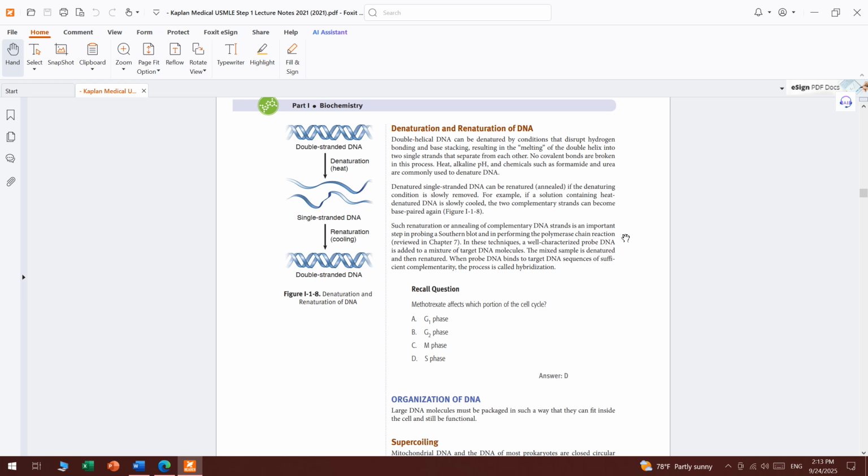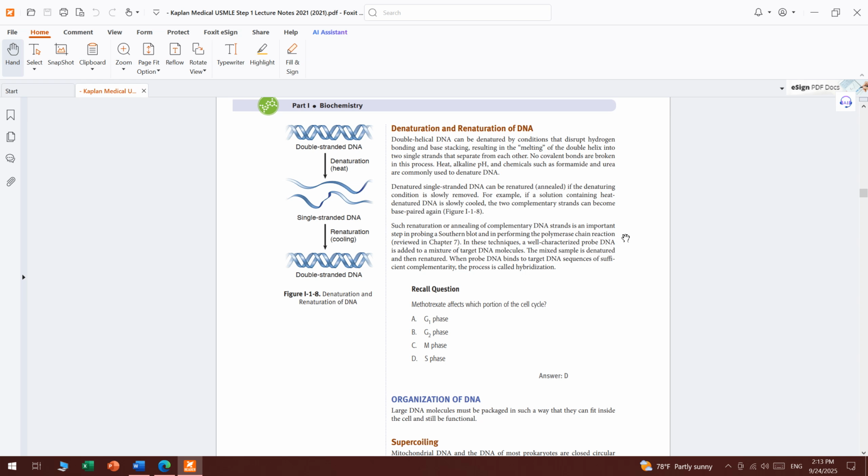Renaturation. If the denaturing conditions are slowly removed, the separated single-stranded DNA can renature or anneal. For instance, if a solution containing heat-denatured DNA is slowly cooled, the two complementary strands can re-establish their hydrogen bonds in base pairing, reforming the stable double helix. This process requires the strands to find their complementary partners and correctly align.